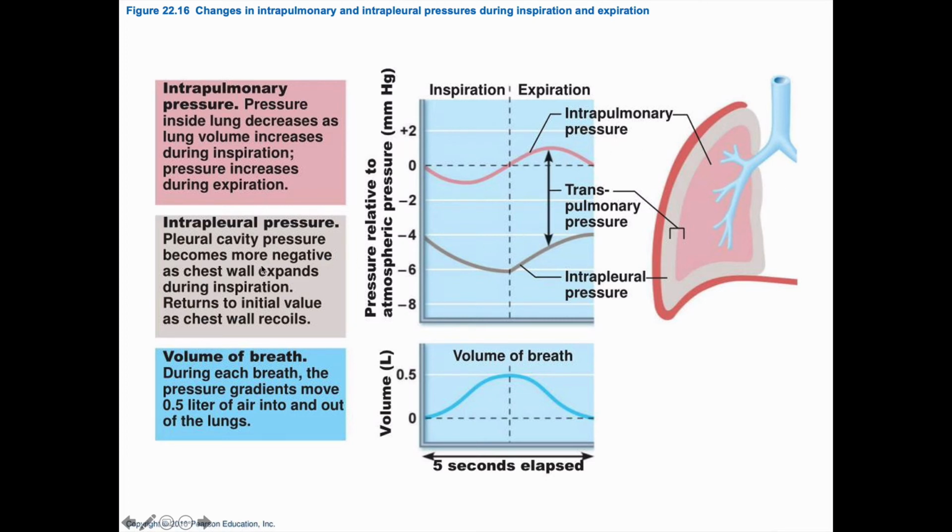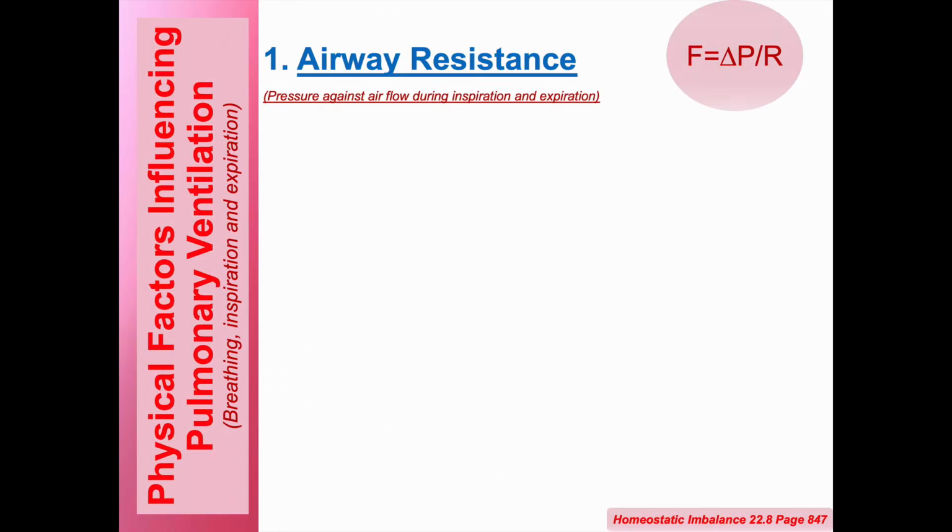Whereas the intrapleural pressure, this is the pleural space. The pleural cavity pressure becomes more negative as the chest wall expands during inspiration, and returns to its initial value as the chest wall recoils. Then during each breath, the pressure gradient moves 0.5 liters of air in and out of the lungs. Actually we call it the tidal volume. That is the thing I will explain now.